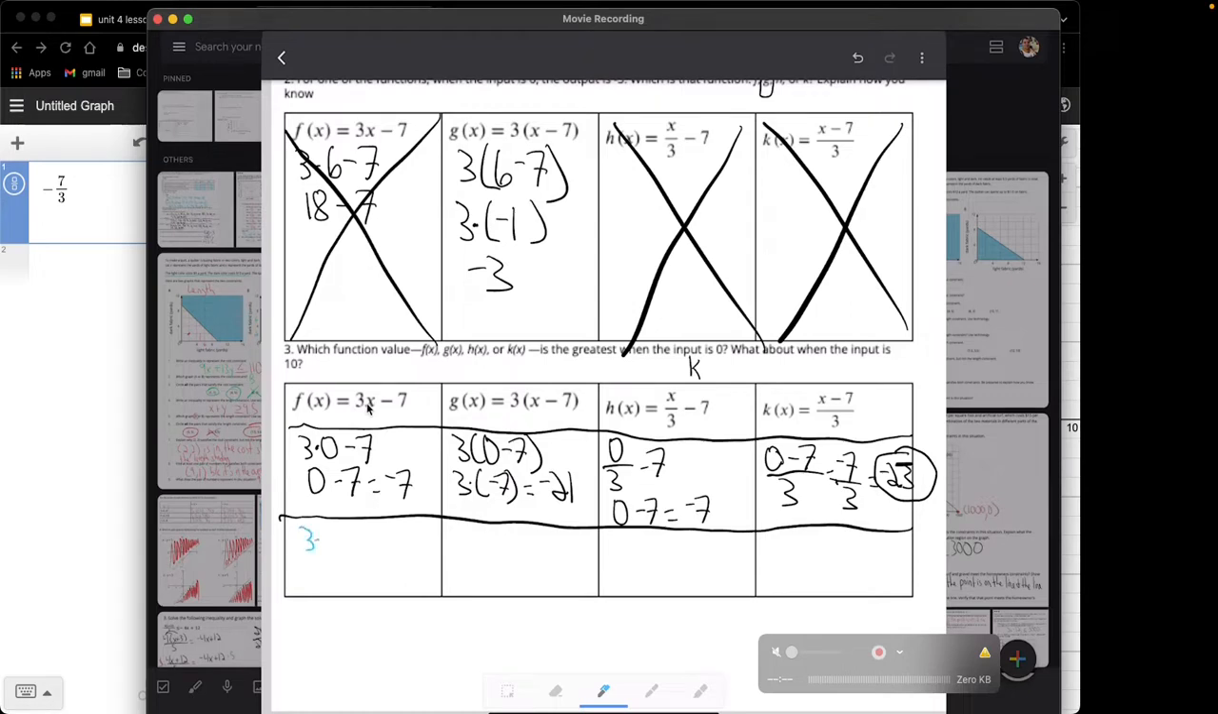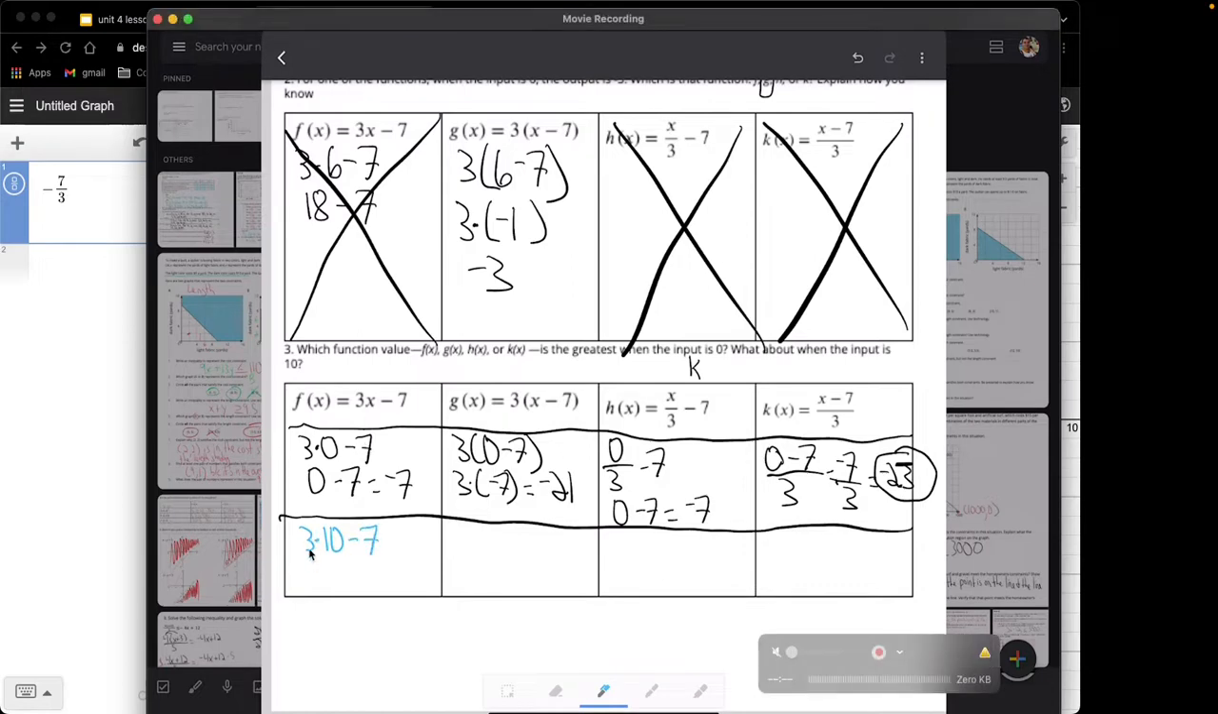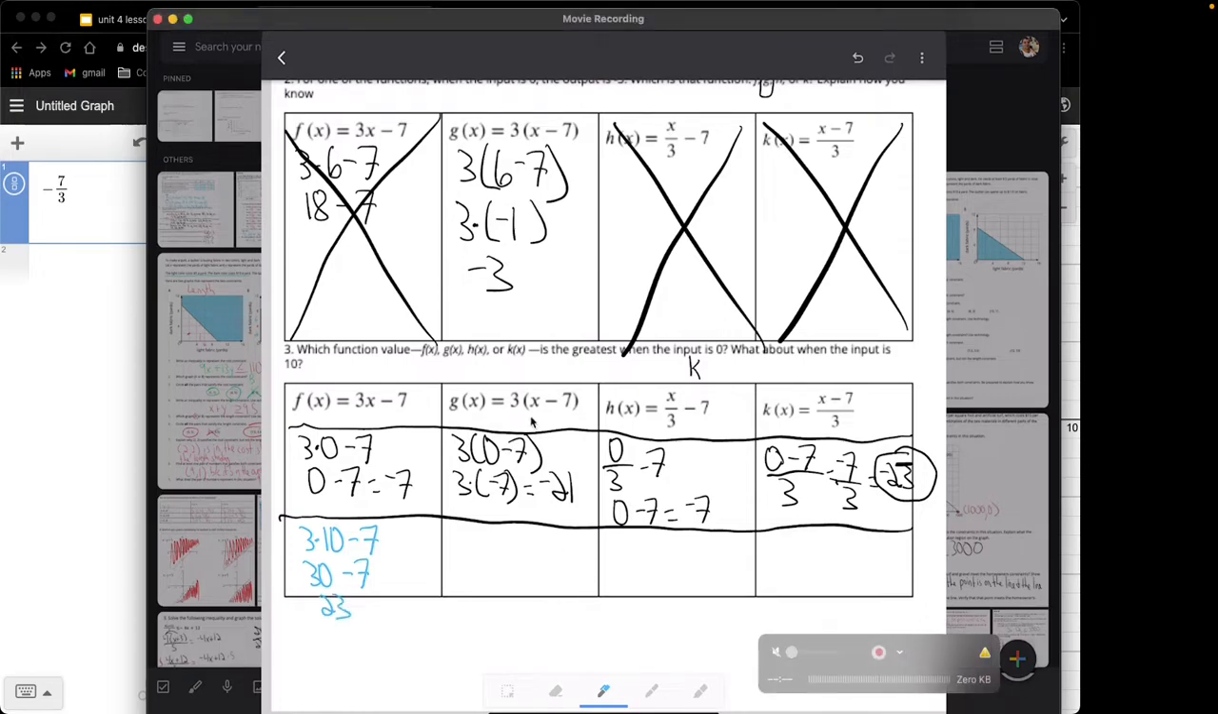So this will be 3 times 10 minus 7. So 3 times 10 is 30. And 30 minus 7, okay, that's going to be 23. All right, let's plug in 10 into g.